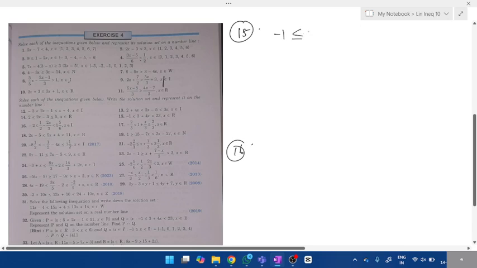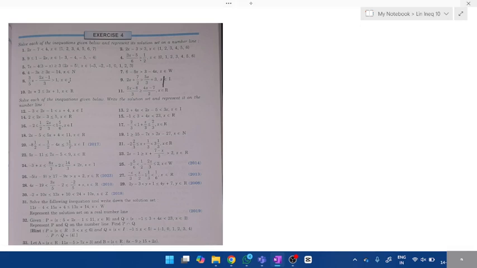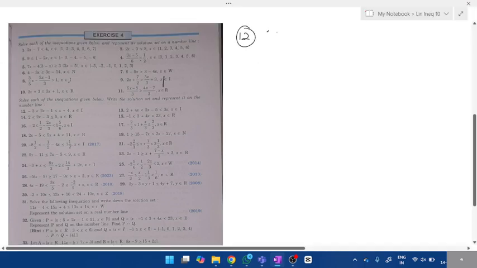Minus 1 less than 3 plus 4x. Okay. From the 12th onwards, it's different. I'll solve this question. Let me do it. Okay, stop writing. Look at the screen. From the 12th, it is totally different. 3x, 2x minus 1 less than x plus 4.